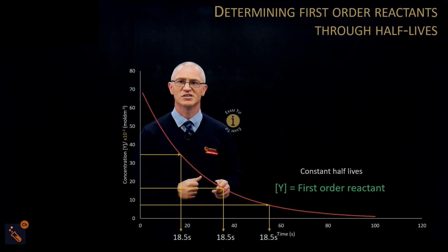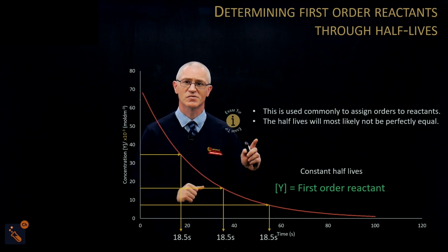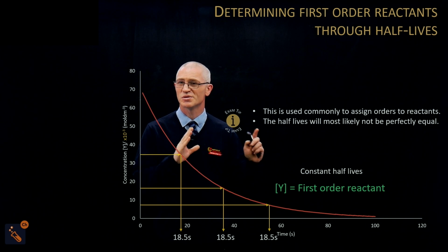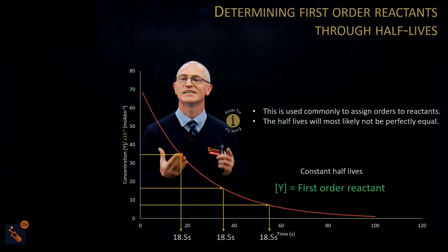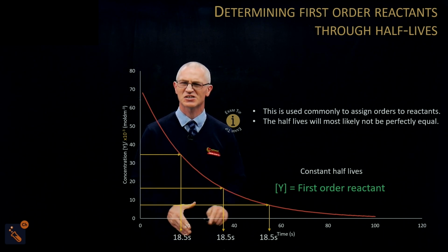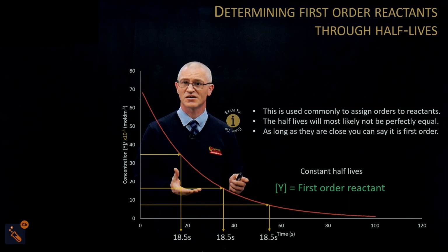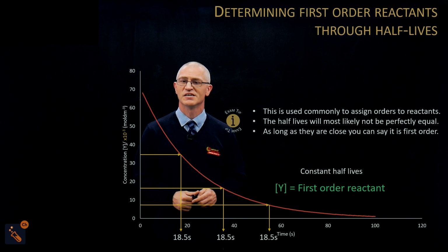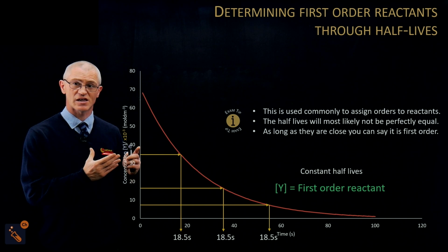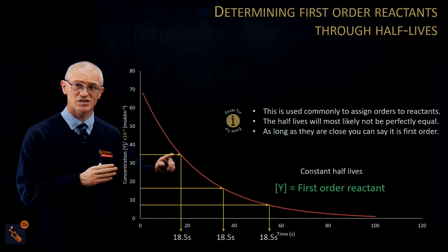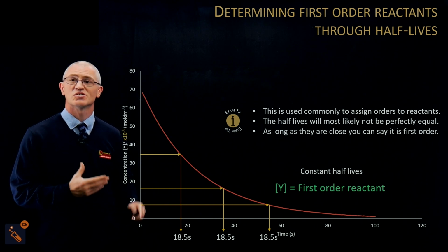Now, I want to go through some exam tips here as well. This is commonly used to assign orders, so you really do need to get used to it. The half-lives will most likely not be perfectly equal. If you do this in an exam and they're not perfectly equal, it still is going to be first order. If they're just slightly different, just a tiny bit different, it's still going to be first order. As long as they're close to each other, you can say it is first order. But do the graph really carefully. If you see a graph is given, I want to see these lines absolutely perfect, because you'll get marks for them.